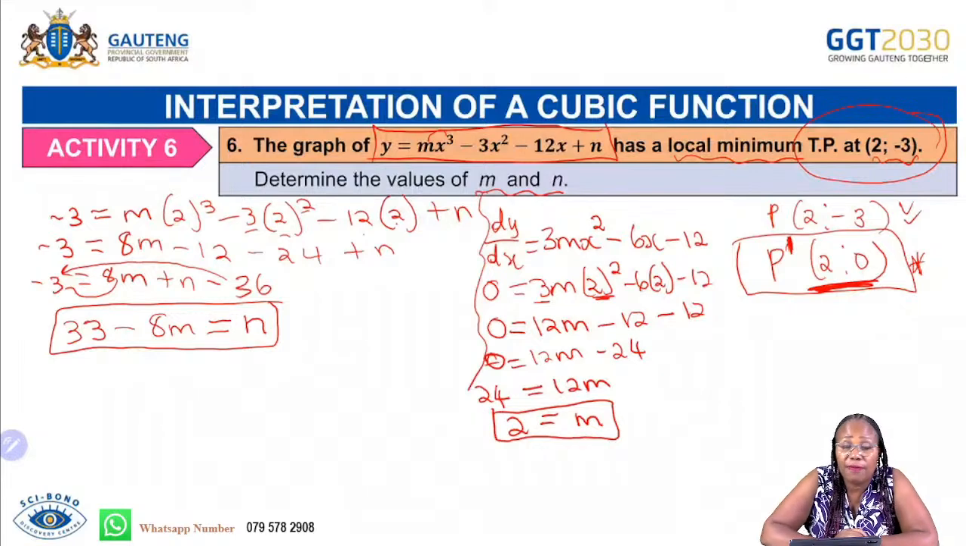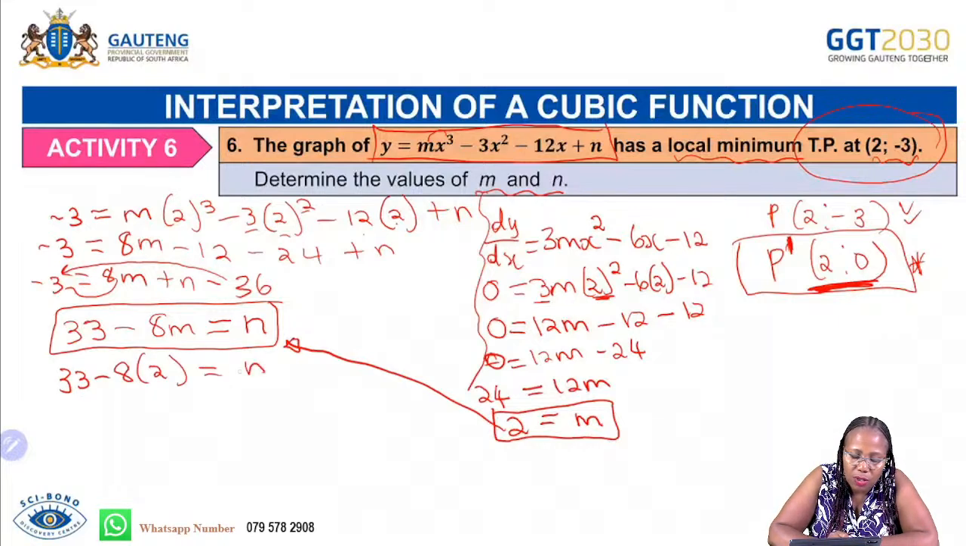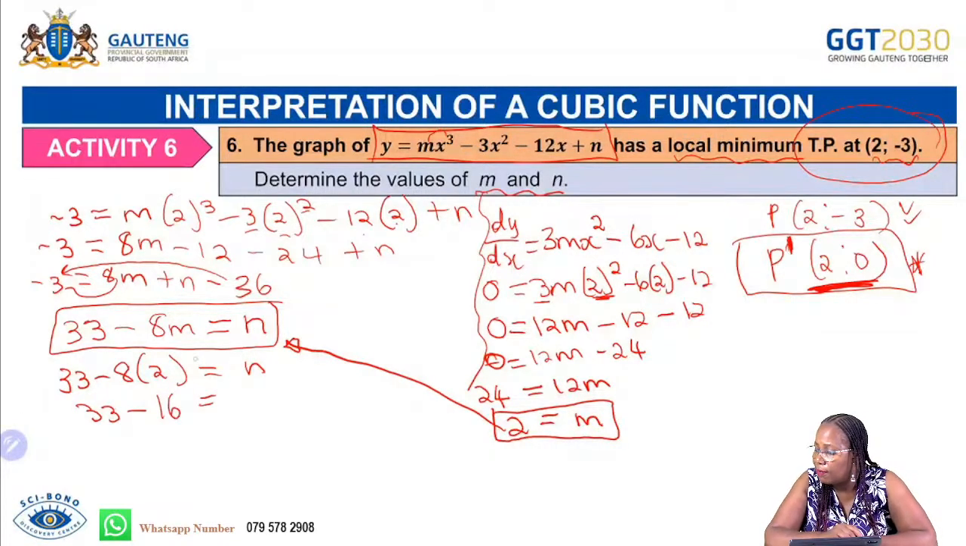Happy, we have the value of m. We can now take this and substitute in here to find the value of n. So it will be 33 minus 8 into 2 equals n, that is 33 minus 16. And this gives us the value of n being 17.